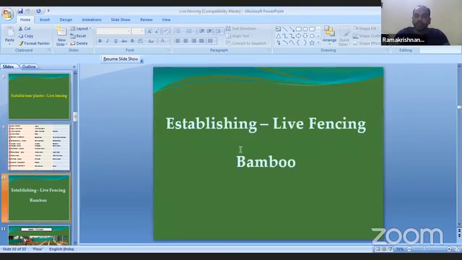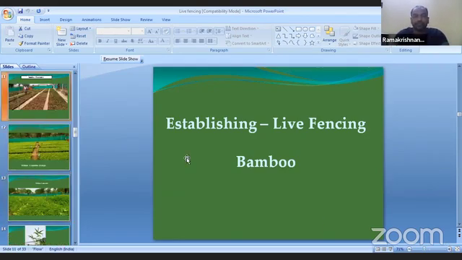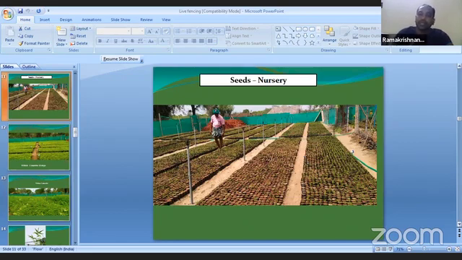For establishing live fencing, I have a lot of discussion about these 14 or 15 plants. We are only using bamboo to show how to make live fencing. So we go from seed to nursery. First, this is my project. First, we go for the nursery. We use small black poly bags, 4 into 6 centimeters, fill them, and in each poly bag we put 3 to 4 seeds.